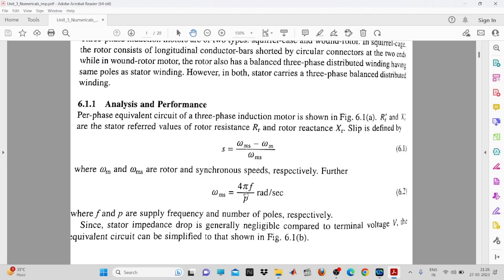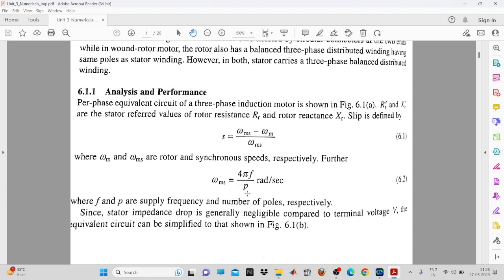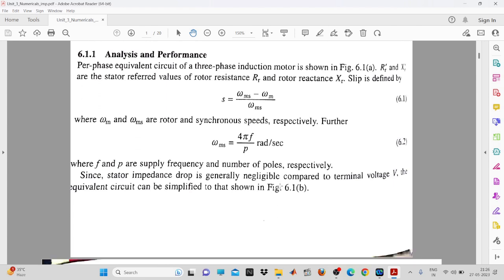Now we know how to convert revolutions per minute into radians per second. You know that ns is equal to 120 f by p, which is in revolutions per minute, but we want it in revolutions per second. So you will have to divide by 60. When you divide 120 f by p by 60, you get 2 f by p. Then just multiply by 2 pi, and you will get 4 pi f upon p. That will be in radians per second.